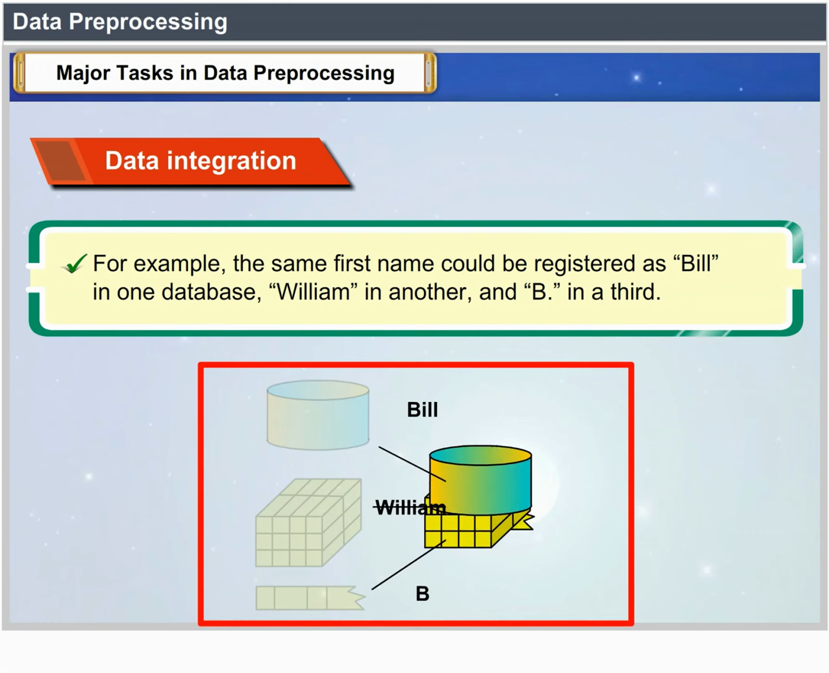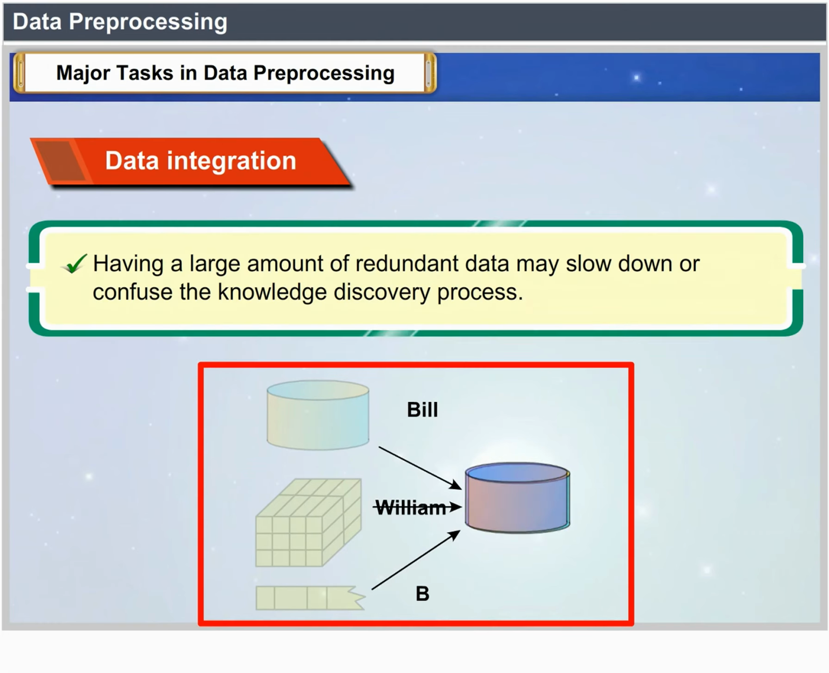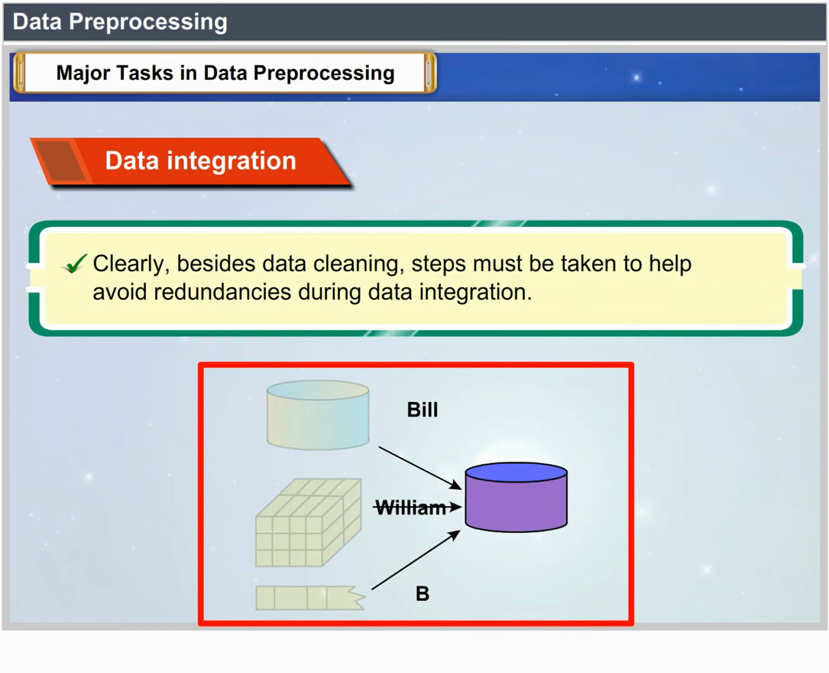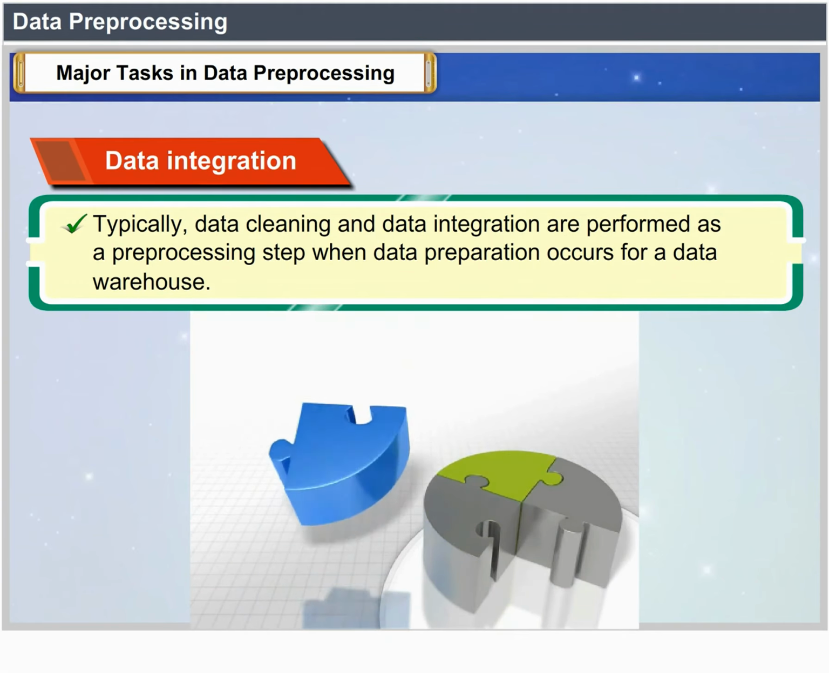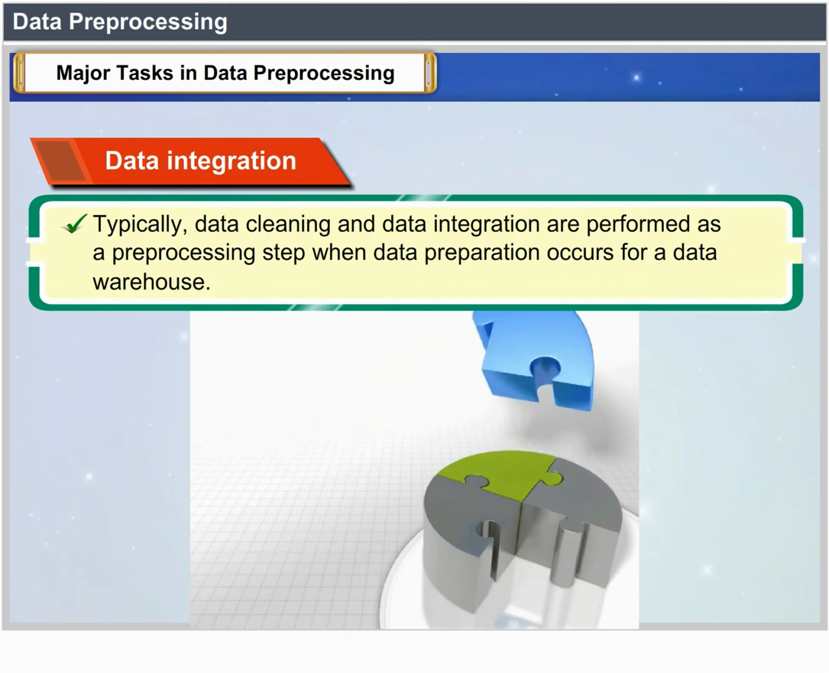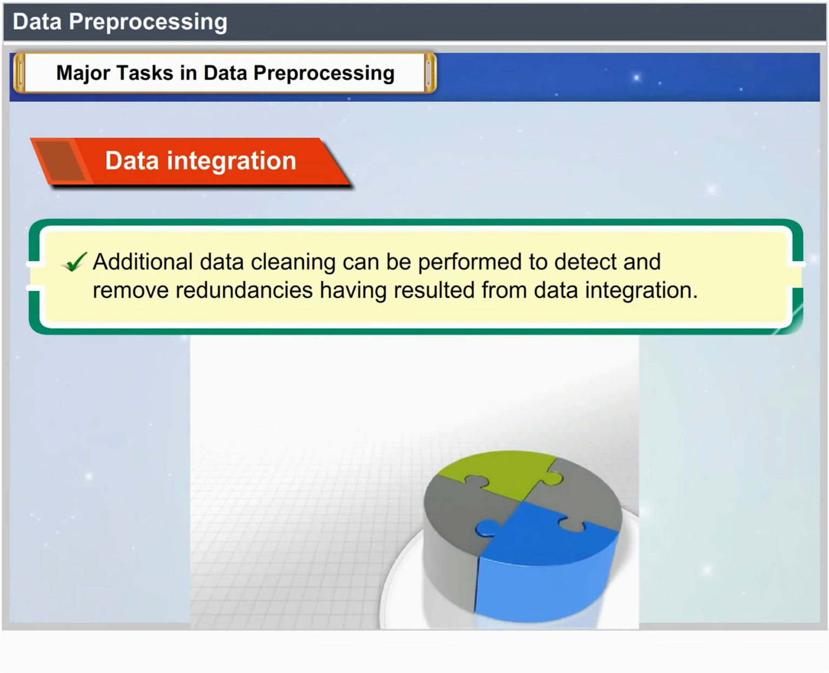Having a large amount of redundant data may slow down or confuse the knowledge discovery process. Clearly, in addition to data cleaning, steps must be taken to help avoid redundancies during data integration. Typically, data cleaning and data integration are performed as a preprocessing step when preparing the data for a data warehouse. Additional data cleaning can be performed to detect and remove redundancies that may have resulted from data integration.